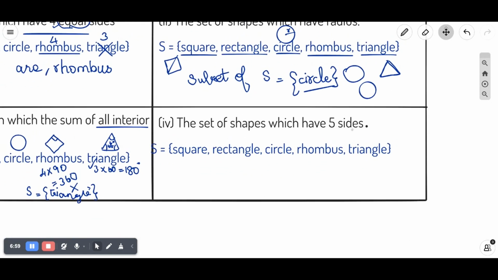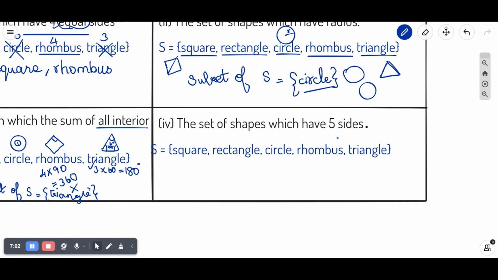Now let us move on to the final question. The set of shapes which has 5 sides. We obviously know the name of a shape which has 5 sides, which is a pentagon, right? So we don't have any pentagon shapes here. The square is a 4-sided figure, and rectangle is again a 4-sided figure. Circle has no sides, rhombus is again a 4-sided figure, and triangle is a 3-sided figure. So all of these get ruled out. So what could be the answer for this?